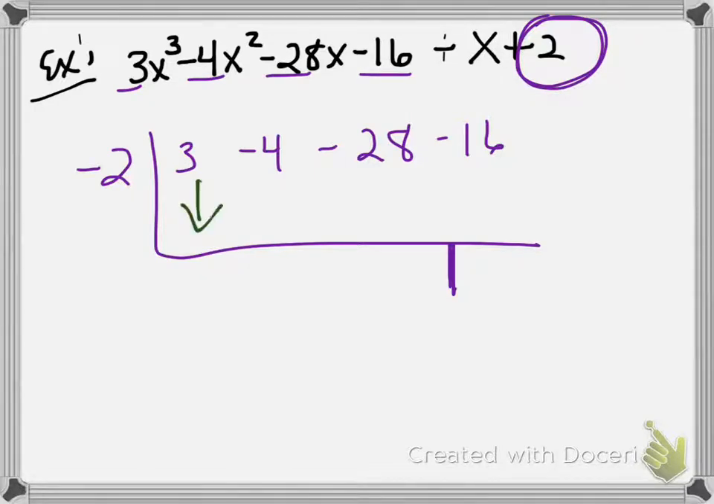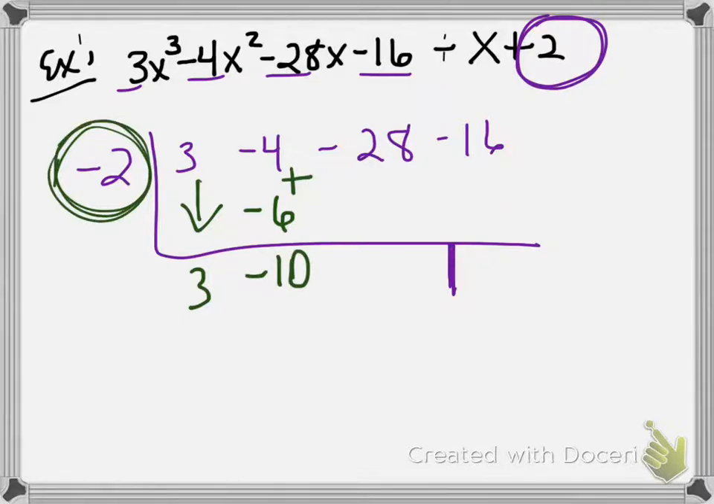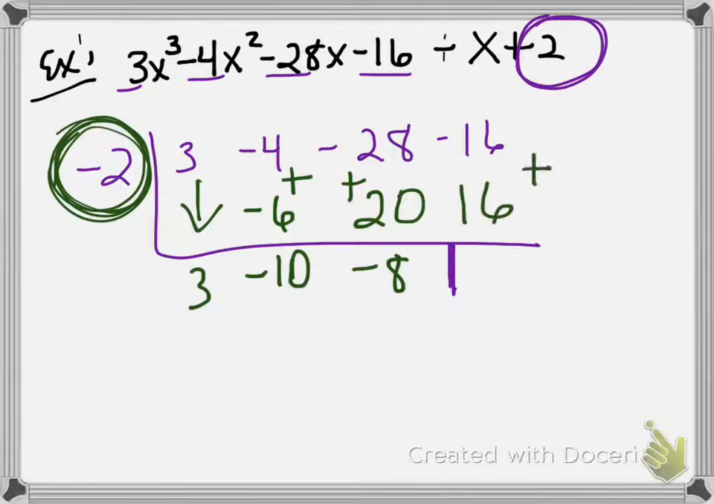Bring down the first term, multiply by the negative 2, negative 6. Add, negative 4 plus negative 6 is negative 10. Multiply by that negative 2, so negative 10 times negative 2 is 20. Add, negative 28 plus 20 is negative 8. Multiply by that negative 2, negative 8 times negative 2 is 16. Add, and you actually get a remainder of 0.